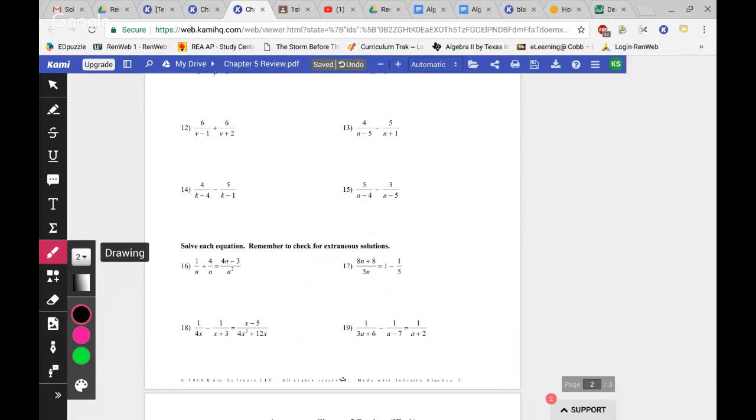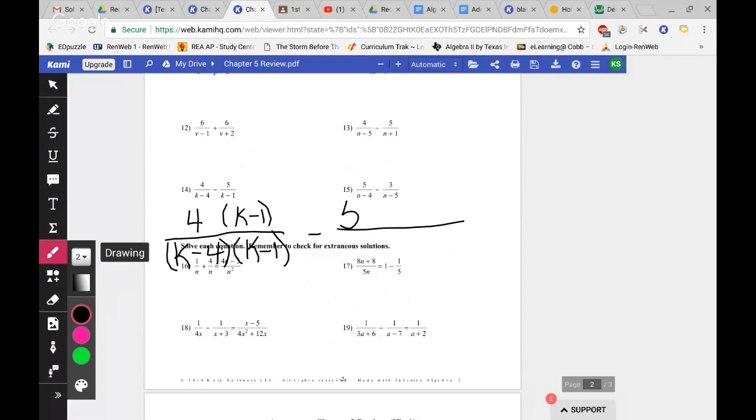The common denominator for number 14 is going to be k minus 4, k minus 1. So for that first fraction, k minus 4 times k minus 1. And whatever you do to the denominator, you need to do to the numerator in order to not change the value. And this one, you're going to multiply the top and the bottom by the k minus 4, which is the missing factor in the common denominator.